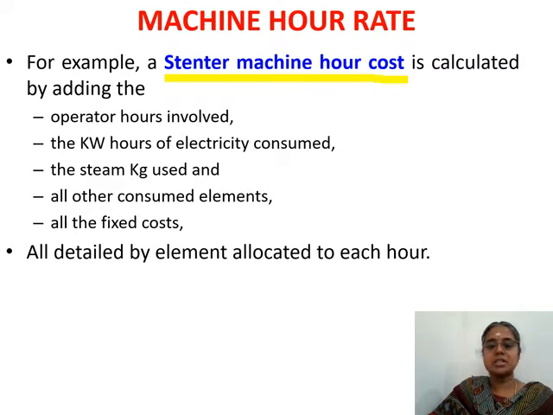The machine hour rate is calculated from operative hours involved, kilowatt hours of electricity consumed, steam that you utilize for the total machine, and the other consumed elements and the fixed costs. So these are all used for finding the machine hour rate for a standard machine. Now we'll see a detailed calculation of machine hour rate.